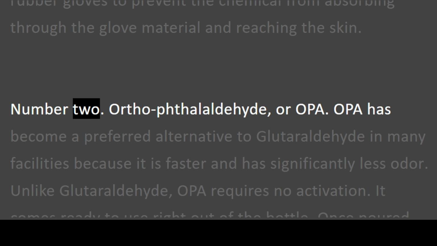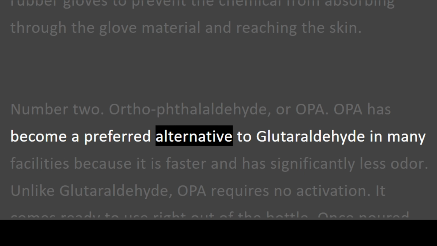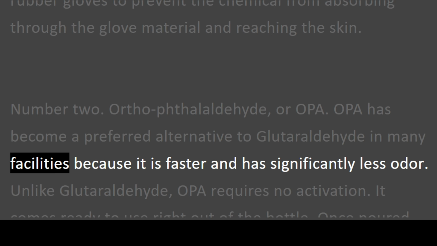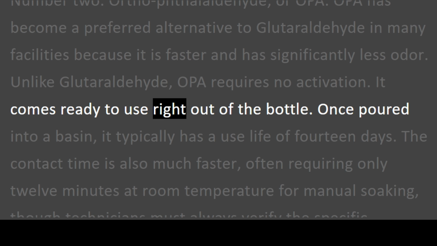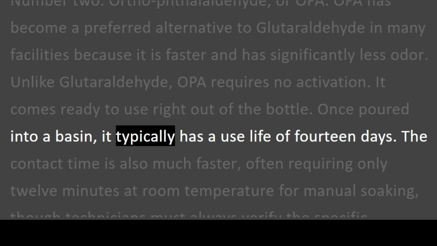Number 2. Orthophthalaldehyde, or OPA. OPA has become a preferred alternative to glutaraldehyde in many facilities because it is faster and has significantly less odor. Unlike glutaraldehyde, OPA requires no activation. It comes ready to use right out of the bottle. Once poured into a basin, it typically has a use life of 14 days.